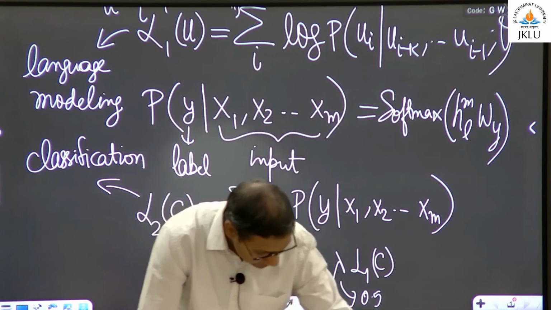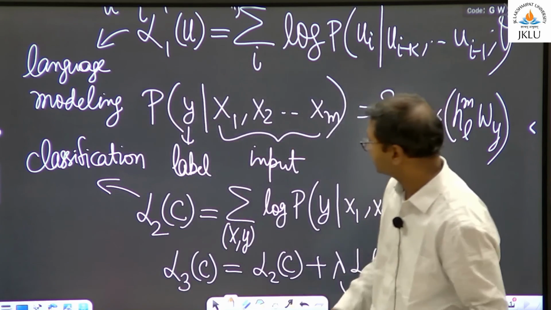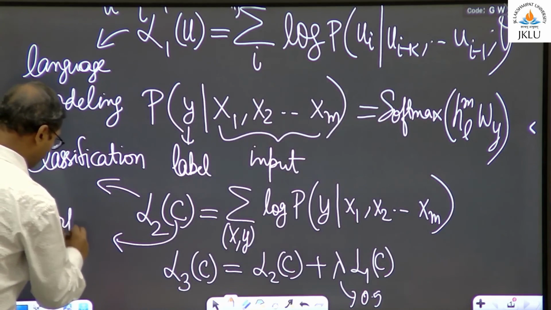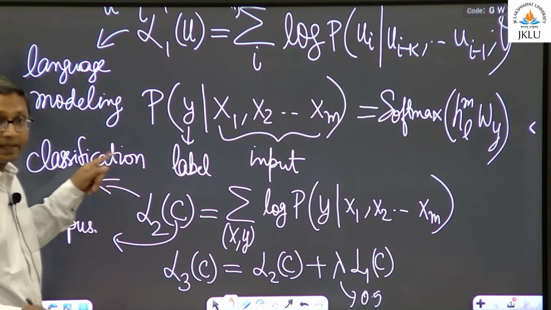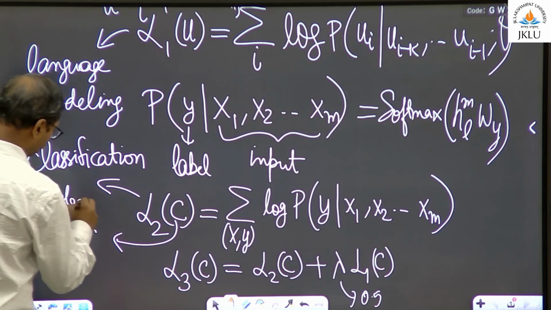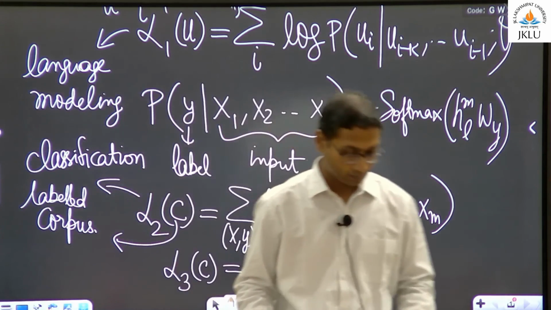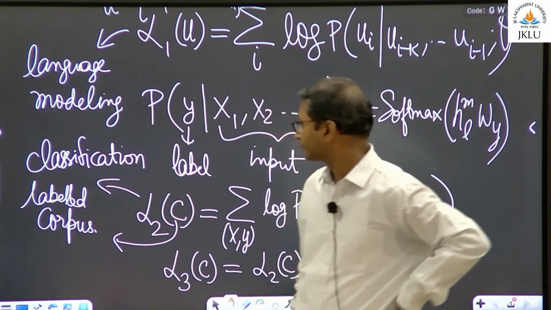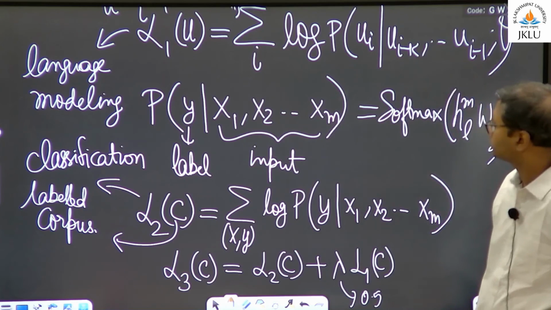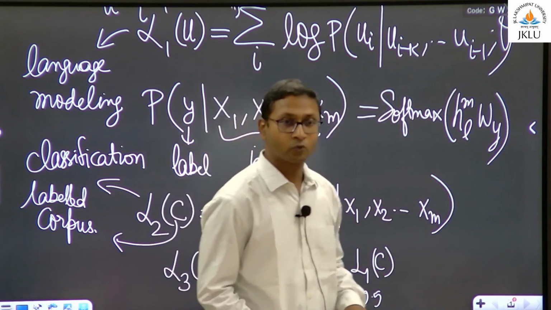So, I think that is it for GPT-1. C, okay, C is my corpus. So, C is your labeled corpus. I think that is it for today. Sure. Questions here?